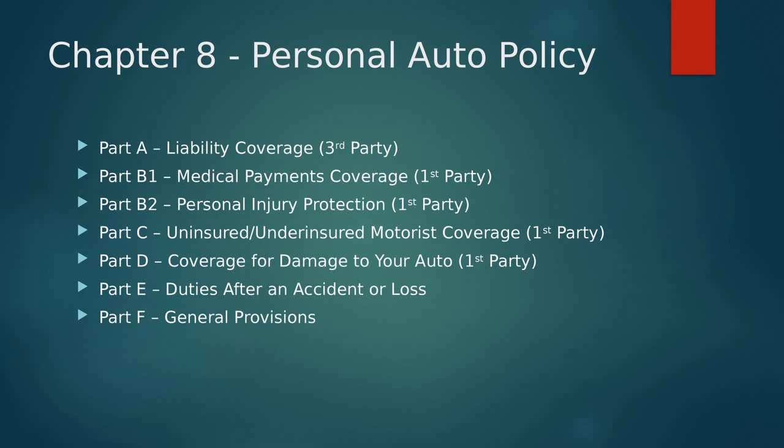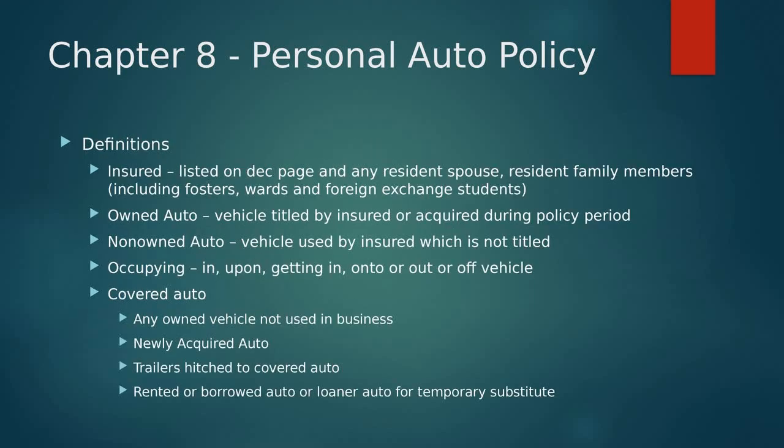And then Part E is going to be the duties you have after an accident or a loss, and Part F is going to be general provisions. As far as the definitions go, the insured is the person that's listed on the declarations page, and any resident spouse, any resident family members, which would include foster children, wards, foreign exchange students.